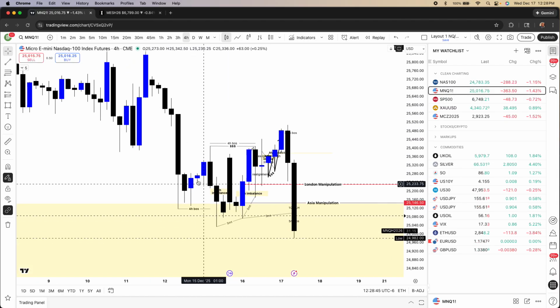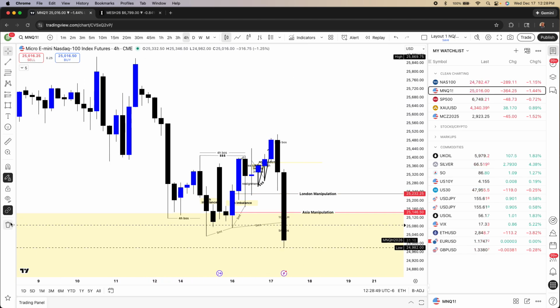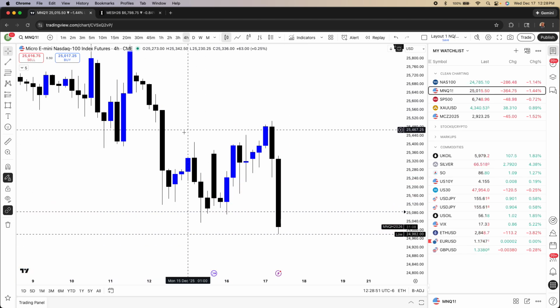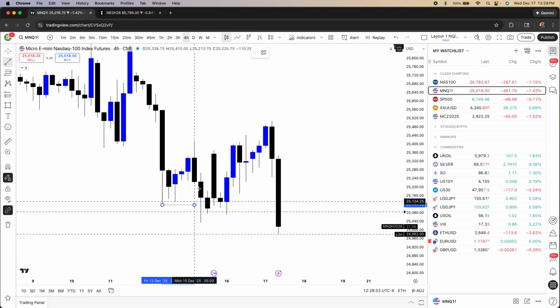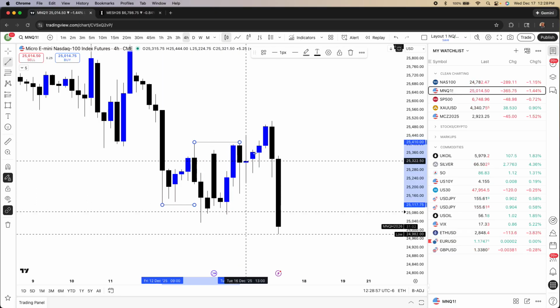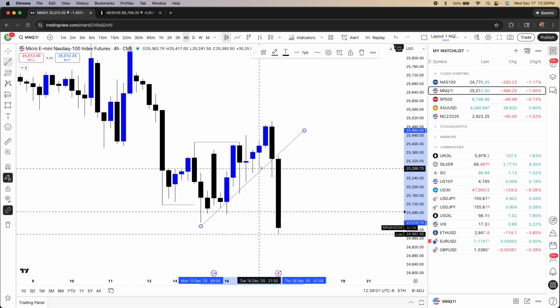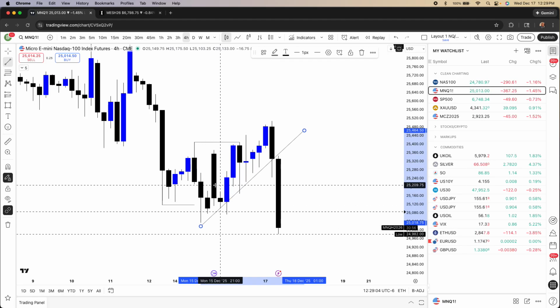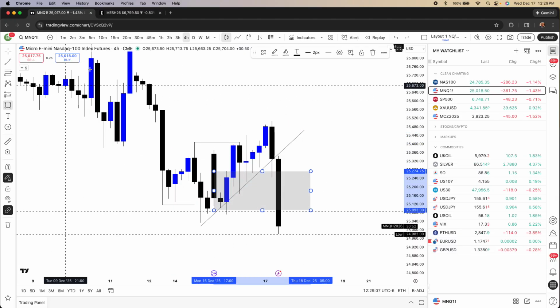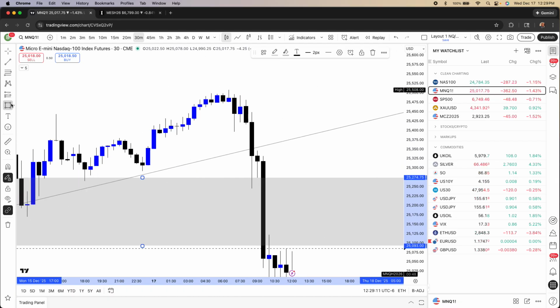Okay, so yeah, this was a little confusing earlier. Let me delete this real quick. This was a 4 hour break of structure to the upside for me. So I was bullish on the S&P, but we had to come back down and get a rejection somewhere in this lower area, and a change of character on the 30-minute time frame to then go up. But you can see we never got that.